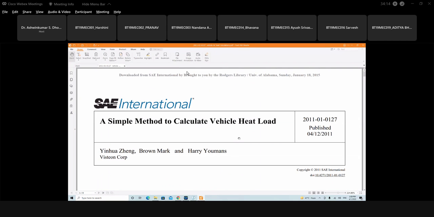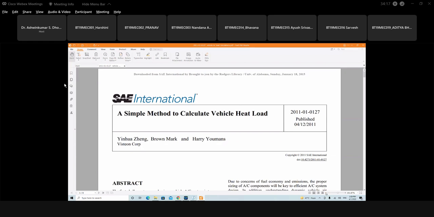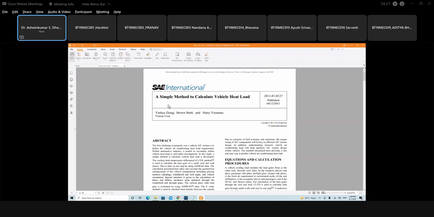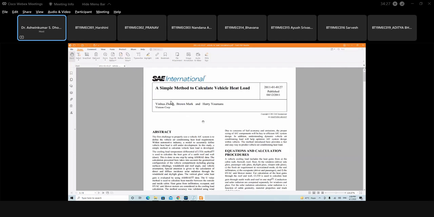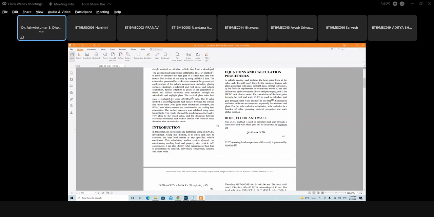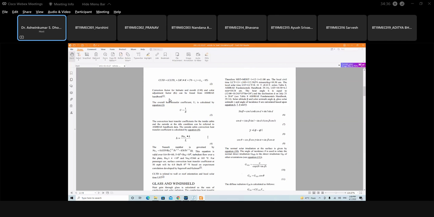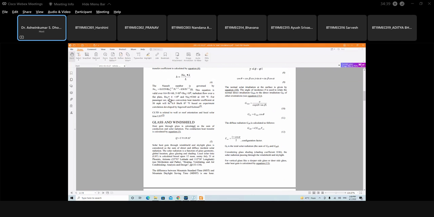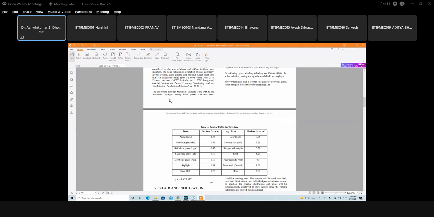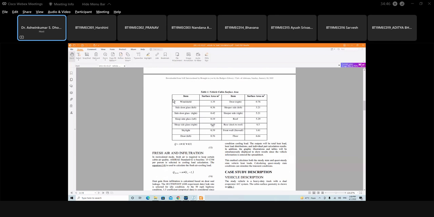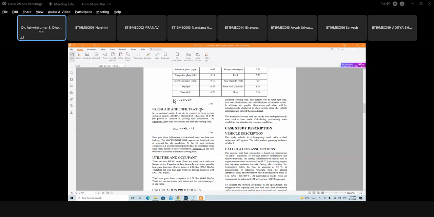Sir, this is the SAE paper which gives you a simple method to calculate vehicle heat load. This is an old paper, but it was actually published in SAE International. He has given you the roof, floor and wall general method for calculation. Then some equations, values of Nusselt number, glass and windshield, how to calculate. Then certain factors, he has given certain values of the areas, how you can do it. Then fresh air infiltration, whatever we have discussed.